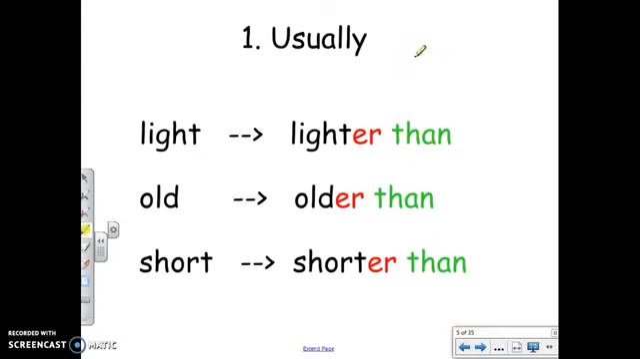We have four types of adjectives. First, the usual one: we put ER after the adjective, just like what I told you. That is easy. Always put ER after it. Light will be lighter than, old will be older than, short will be shorter than.